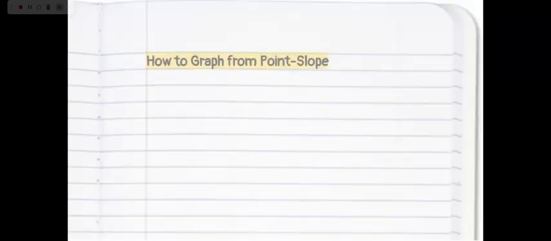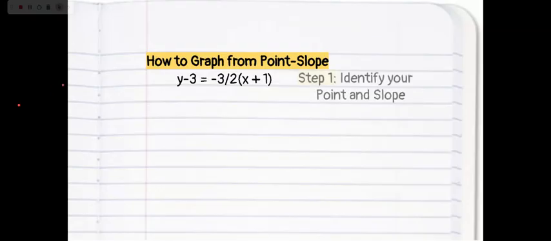Okay. So on the same page, it should say how to graph from point-slope. Let's work out an example. So y minus 3 equals -3/2 times (x plus 1). You can definitely pause the video if you need to. Okay, step 1 is you need to identify your point and slope. And again, this is point-slope form because it's got those parentheses. It's y minus y1.